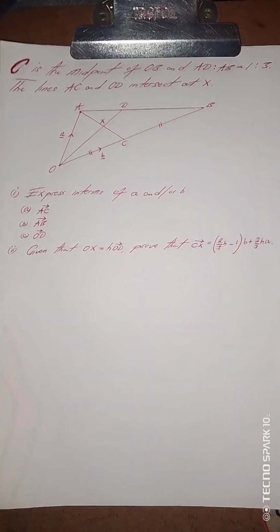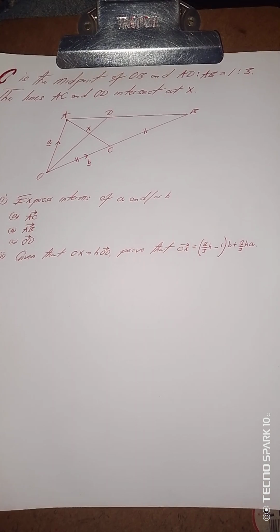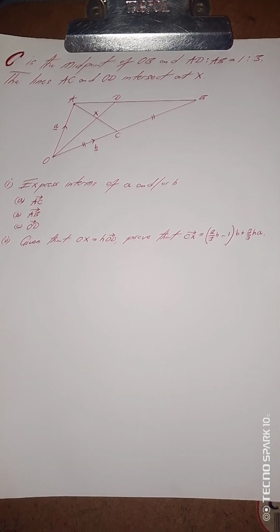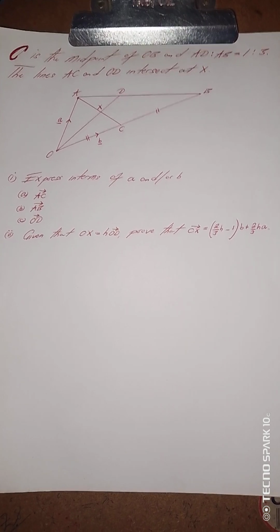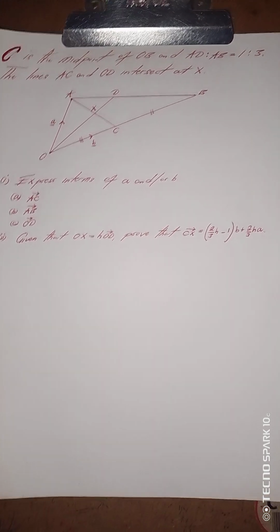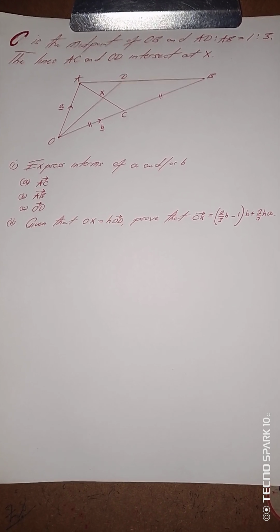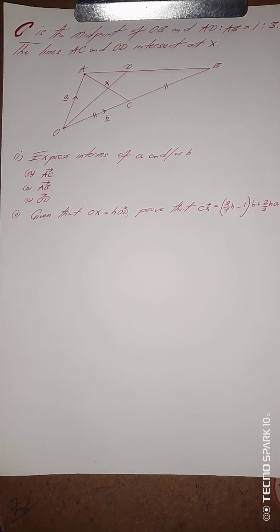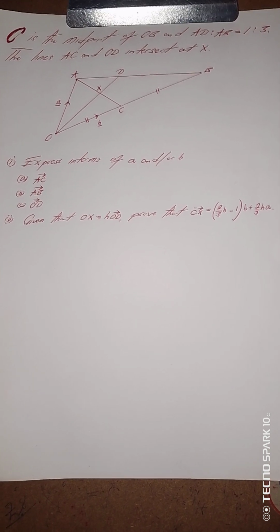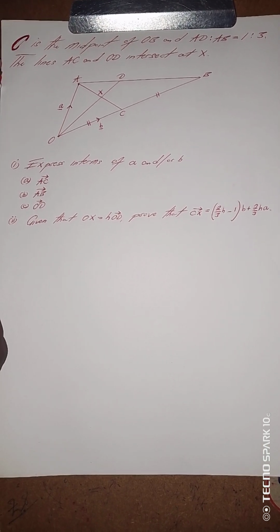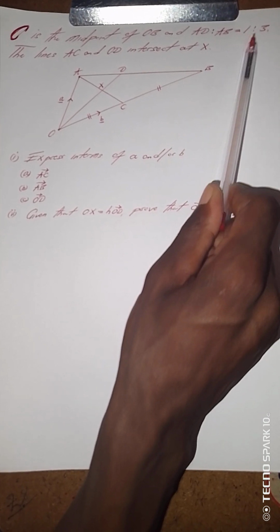Okay, so this is a question under vectors. I'm about to start solving this question, so I want you all to pay attention on this one. So this is the question, from one of the schools, KCSE common exam 2023. The question reads: C is the midpoint of OB and AD to AB equals 1 to 3.